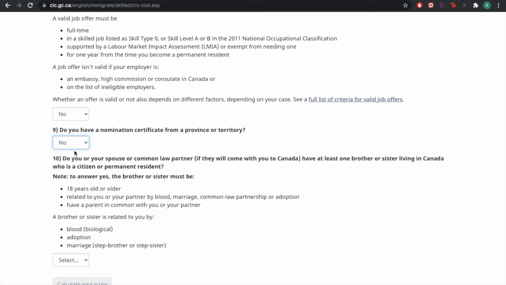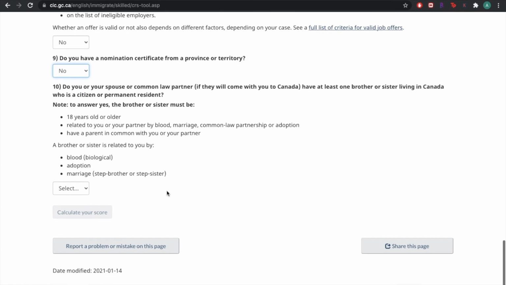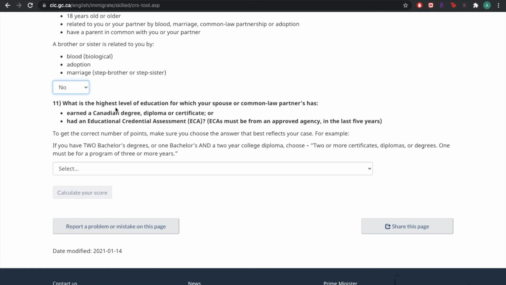You see that it's going to bring up information on their spouse very soon. Do you have a spouse or common law partner, brother living here? We're going to just choose no. See here, what is the highest level of education for which your spouse or common law partner has? I'm going to do something here so that you can see. I'm going to choose here that the spouse would have a degree, would have IELTS, and we'll see the points. And I'm also going to do one where the spouse does not do a credential evaluation and does not have an IELTS exam. And we're going to see how different it's going to be.